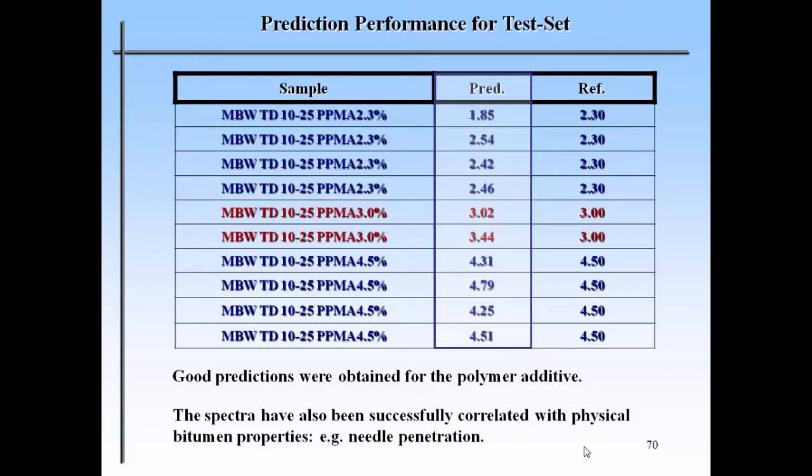And we went even a step further. You can also correlate the spectra with other physical bitumen properties like needle penetration. Needle penetration is a rheological measurement. You measure the force you need in order to push a needle a certain distance into the bitumen. And the reason why you can do this is because obviously the chemistry of this bitumen has an impact on the spectrum, on the mid-infrared spectrum of this sample.